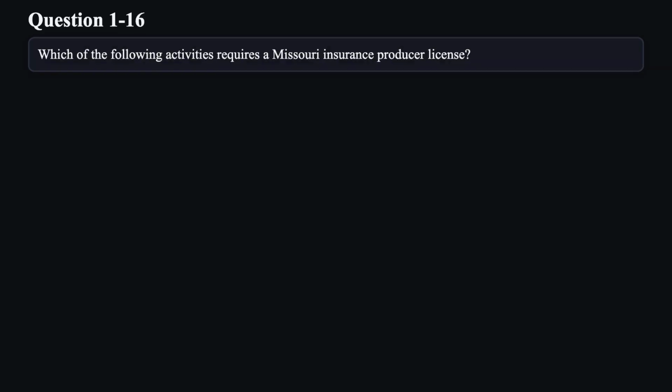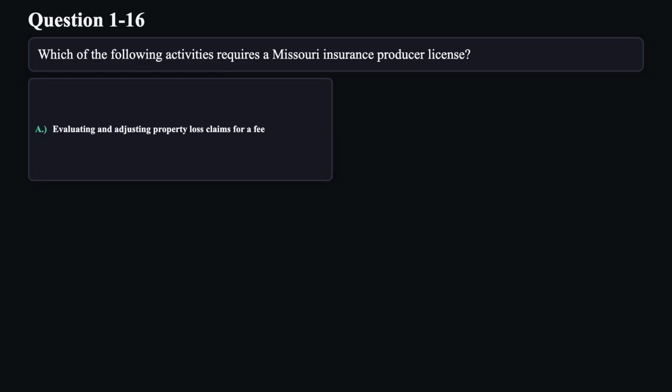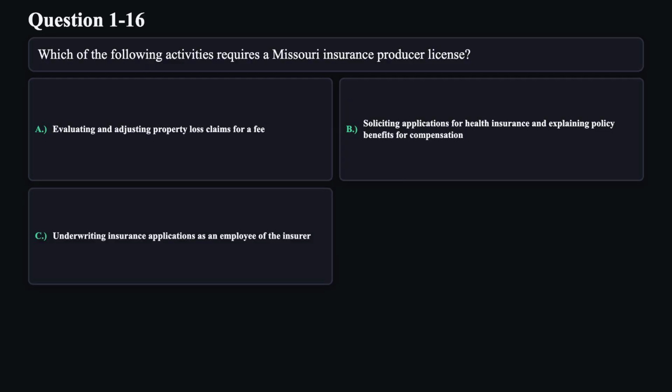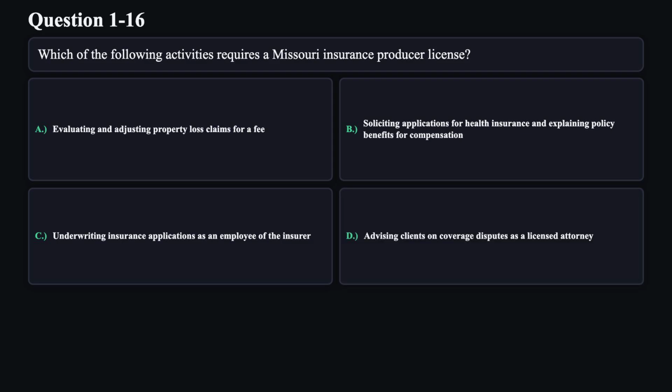Question 16. Which of the following activities requires a Missouri insurance producer license? A. Evaluating and adjusting property loss claims for a fee. B. Soliciting applications for health insurance and explaining policy benefits for compensation. C. Underwriting insurance applications as an employee of the insured. D. Advising clients on coverage disputes as a licensed attorney.